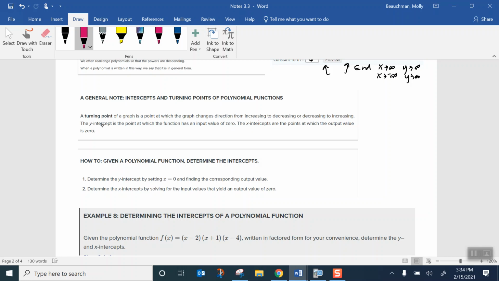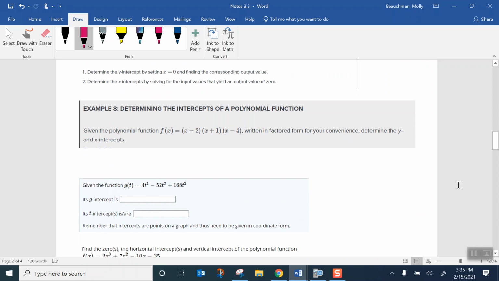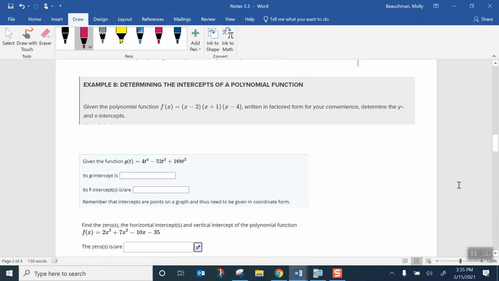So y-intercepts are where your graph crosses the y-axis. X-intercepts are where it crosses the x-axis. So if we want to find these characteristics, determine the y-intercept by setting x equal to 0. Determine the x-intercepts by solving for the input values that have an output value of 0. So this is the same method whether you've got a quadratic or a polynomial. So given the polynomial function, it's already factored. Determine the y and x-intercepts.